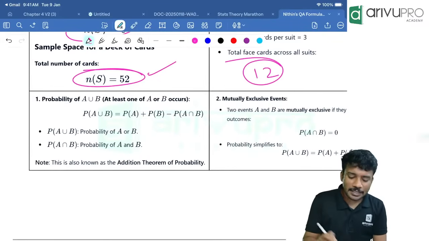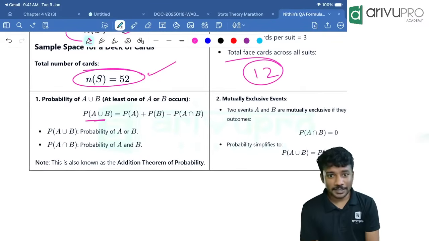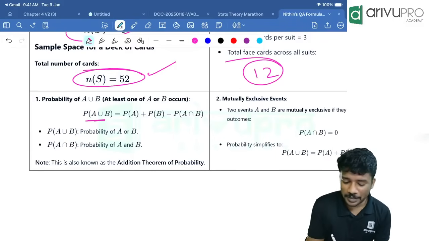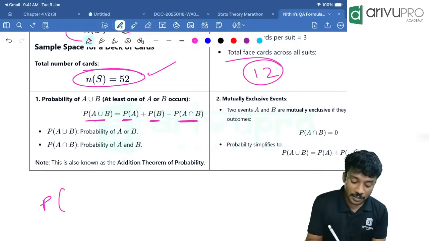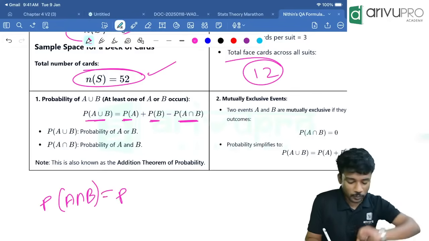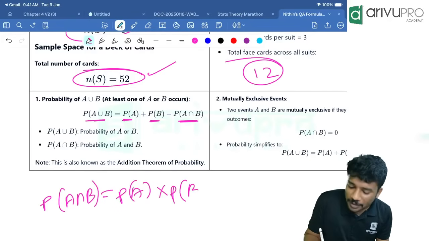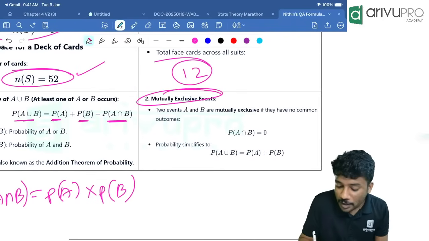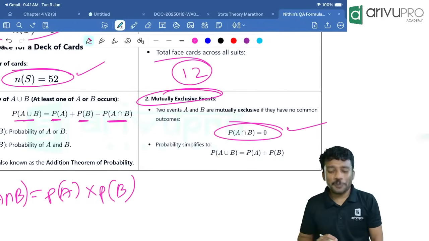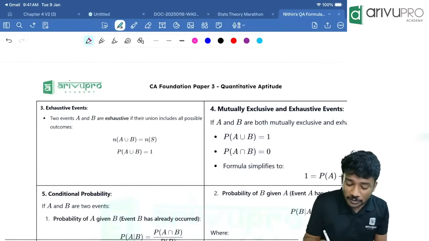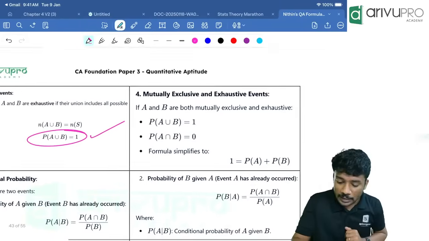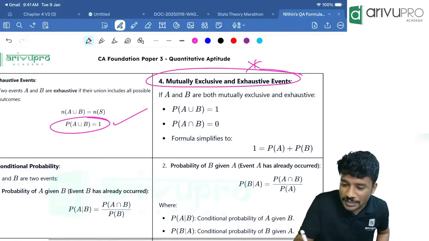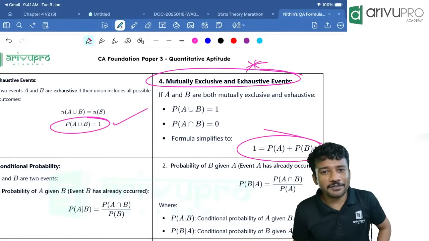And in total, how many cards are there? 52 cards. Then, people, we have the addition formula, the basic formula. Probability of A union B, or P of A union B, is nothing but P of A plus P of B minus P of A intersection B. For independent events, P of A intersection B can be written as what? P of A into P of B. For mutually exclusive events, P of A intersection B will always be equal to what? 0. For exhaustive events, P of A union B will always be equal to what? 1. So for mutually exclusive and exhaustive events, always 1 is equal to P of A plus P of B.